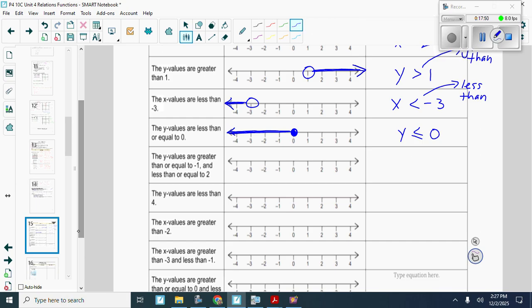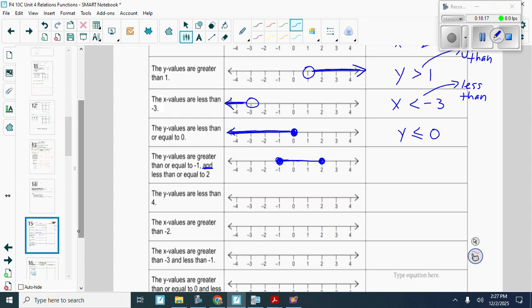All right, the next one: values are greater than or equal to -1. So -1 is included. And as soon as they have an "and," that means we've got boundaries. It has to be true for both of those. And it has to be less than or equal to 2. So it has to be greater than or equal to -1, but also less than or equal to 2. So you just join up those dots.